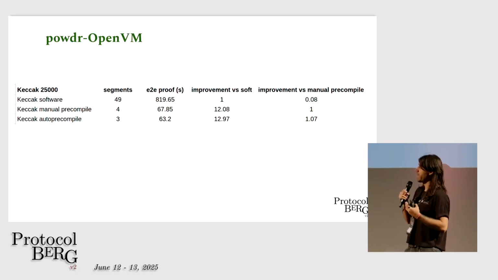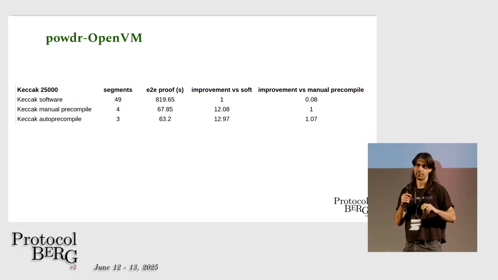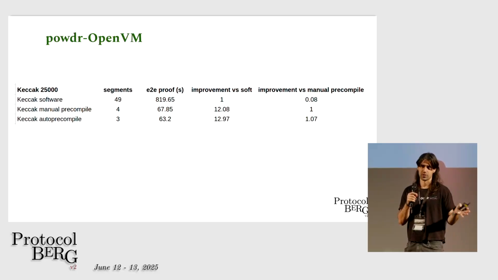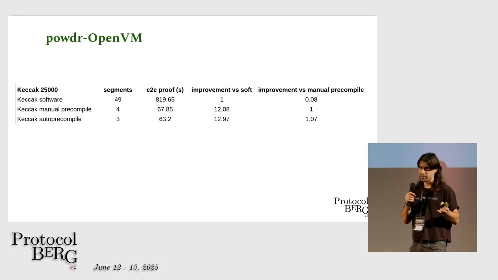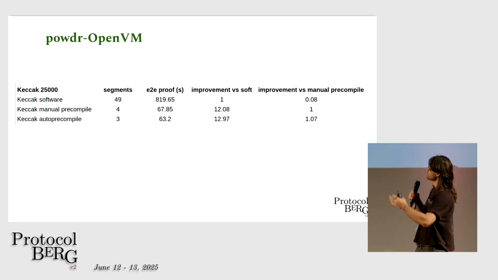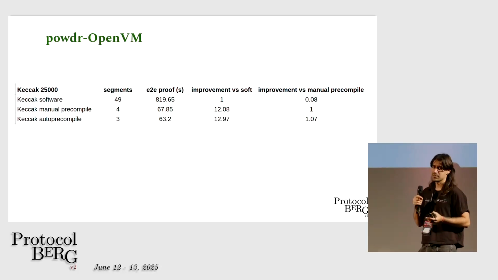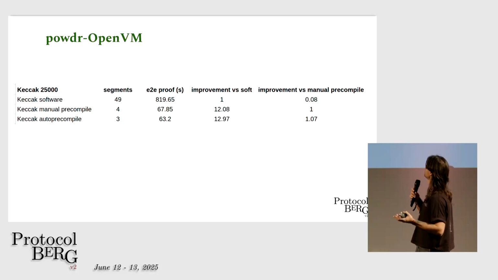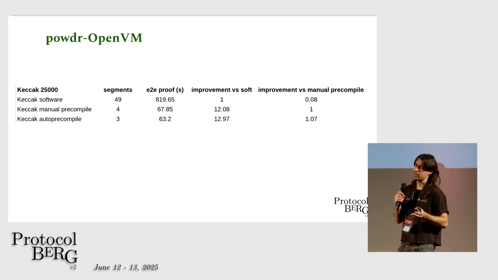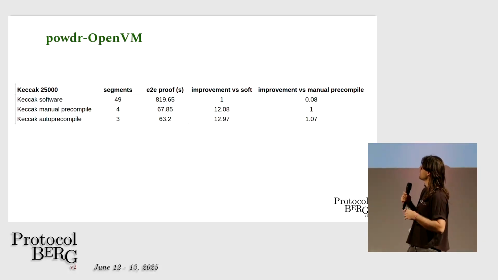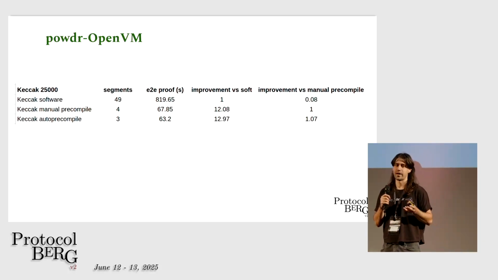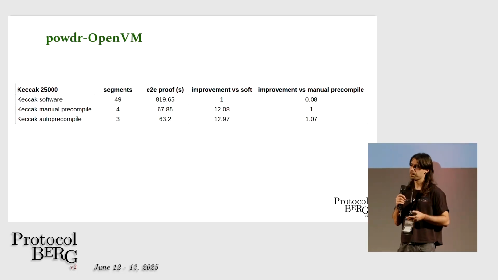The second row is a manual precompile, which already exists in Plonky3, in OpenVM, in most, if not all, mainstream zkVMs out there. If you use the manual precompile, you actually end up with only 4 segments. It's a big, big difference. And you can see that the proof is also a lot faster and gives you a 12x performance gain over just the software version. But if you build an auto precompile for this, we actually end up with even fewer segments and faster proofs, almost 13 times faster than the software version.